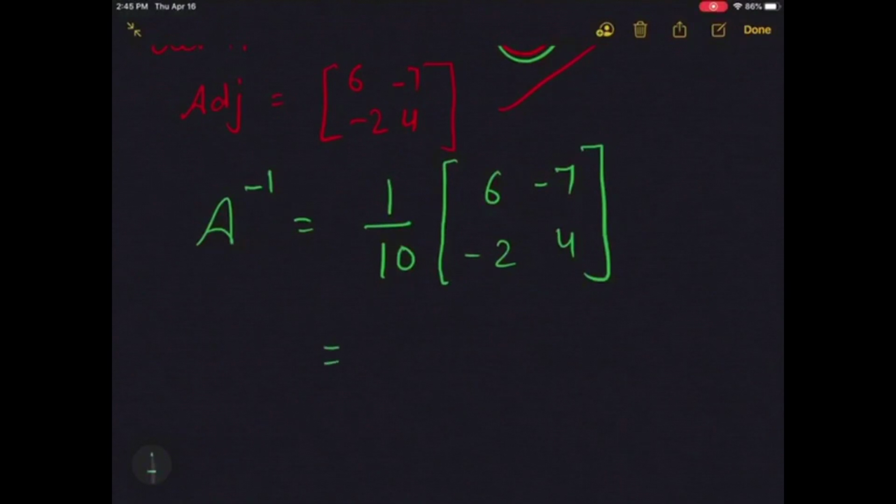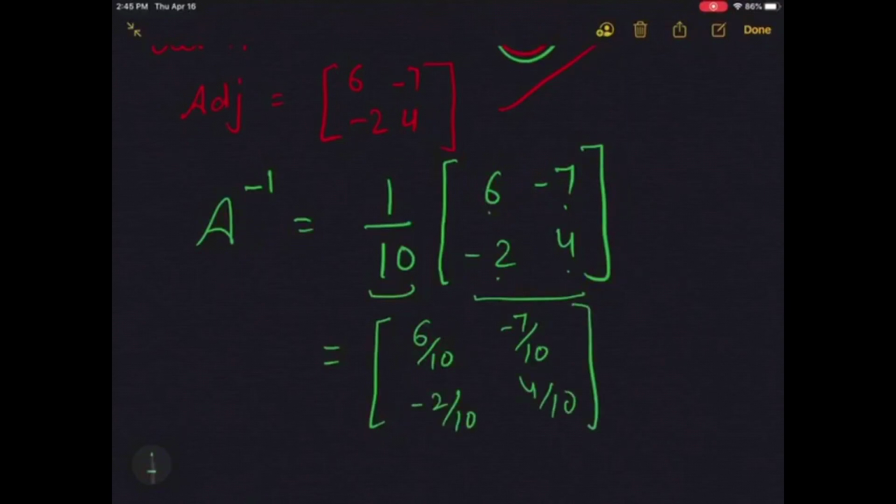Keep in mind, it's a number getting multiplied by a matrix. It's not matrix multiplication, it's scalar multiplication. If you multiply a matrix by a number, you multiply every single number by the constant outside. So 6 times 1/10 becomes 6/10, then negative 7/10, negative 2/10, and 4/10. And that's my inverse. Here you go.